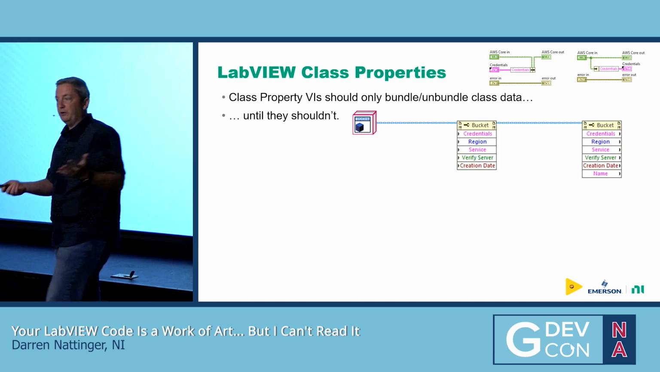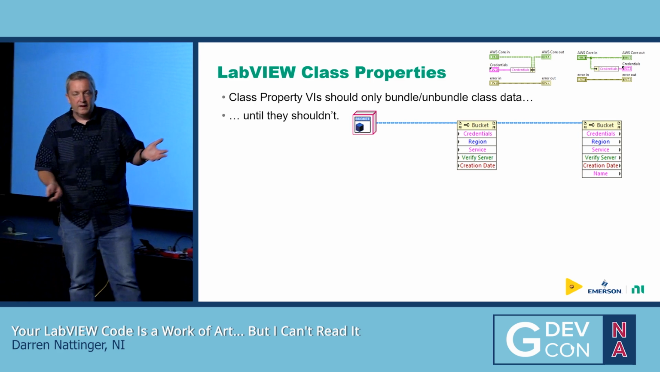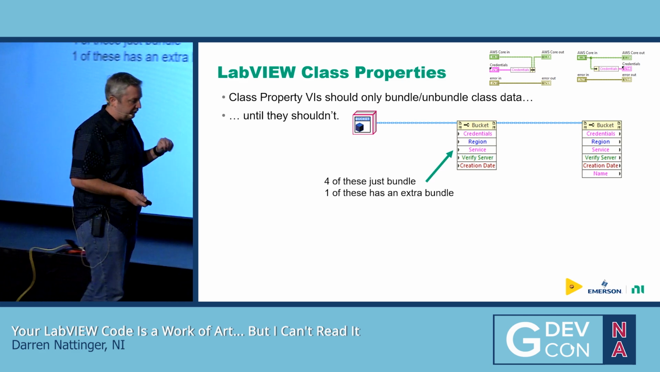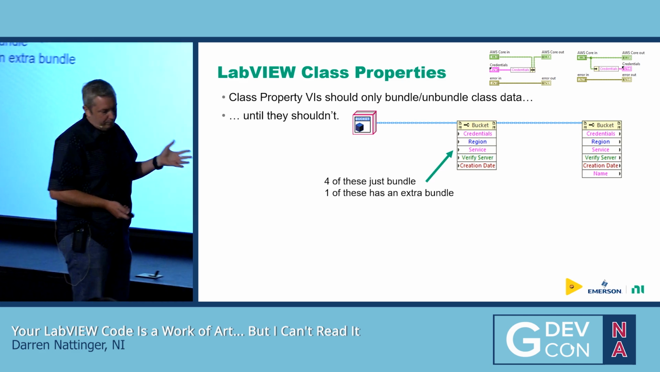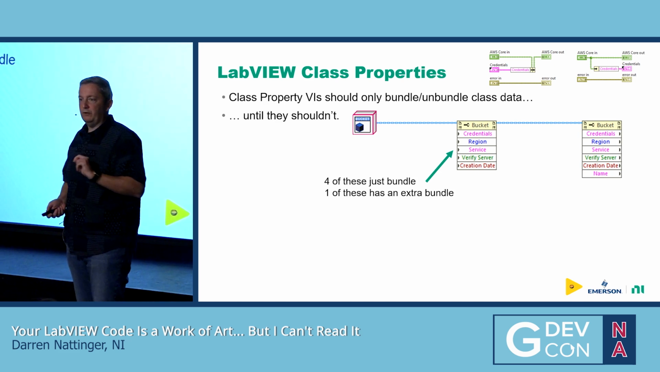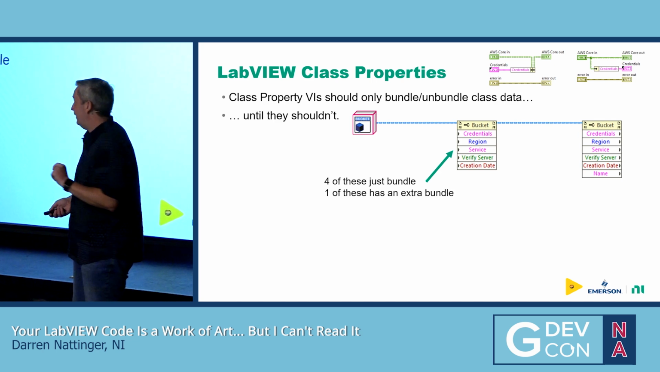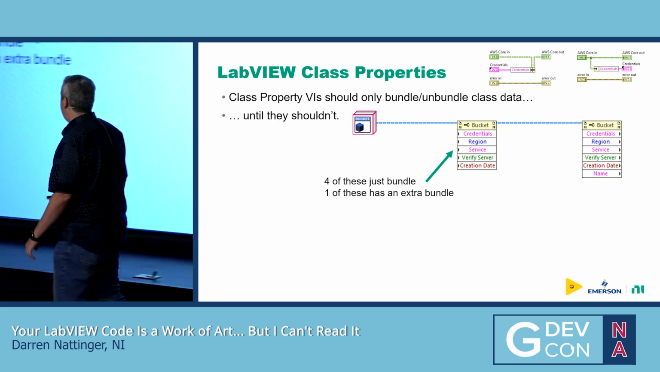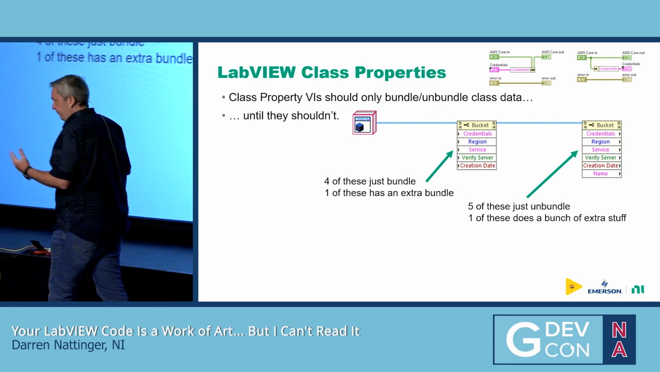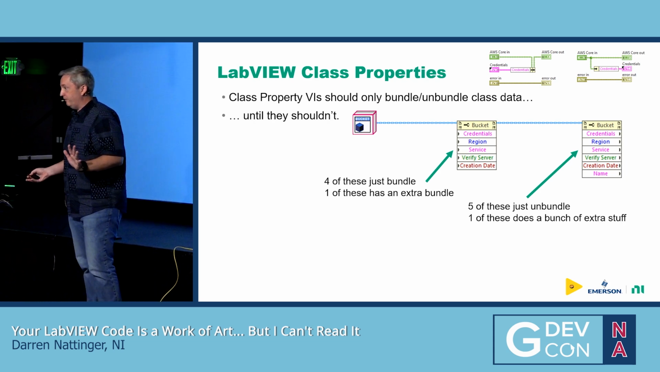We've got property nodes that are writing values. We've got property nodes that are reading values. And if we look at that first node, there are 5 property writes, 4 of which are just doing a bundle, 1 of which is doing a bundle and another bundle inside of its accessor VI. And then over here on these property reads, we've got 6 reads. 5 of them are just doing an unbundle. 1 of them is doing a whole bunch of other stuff.